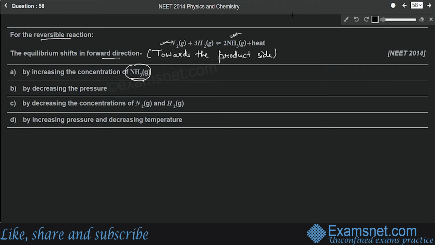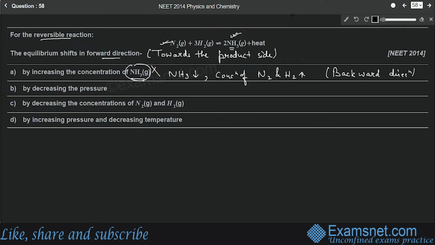So the system, according to Le Chatelier's principle, will try to oppose this change. That means the system will try to decrease the concentration of ammonia. And when the concentration of ammonia decreases, then the concentration of nitrogen and hydrogen on the reactant side will increase. So we can see that the equilibrium is moving towards the reactant side. The concentration of reactant will start increasing and that of product will start decreasing. So this will move the equilibrium in the backward direction, not in the forward direction. That means this is not the correct option.